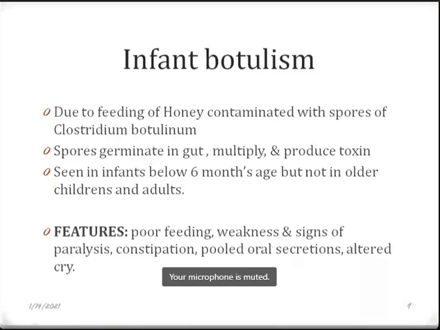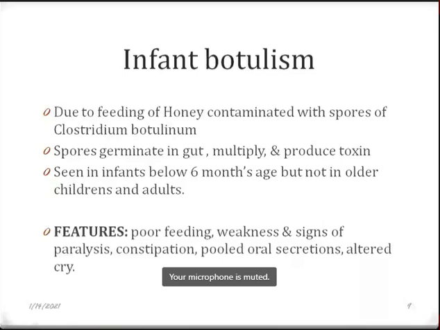Infant botulism occurs due to feeding of honey contaminated with spores of Clostridium botulinum. Spores germinate in the gut, multiply, and produce toxin. It is seen in infants below 6 months of age, but it is not seen in older children and adults.